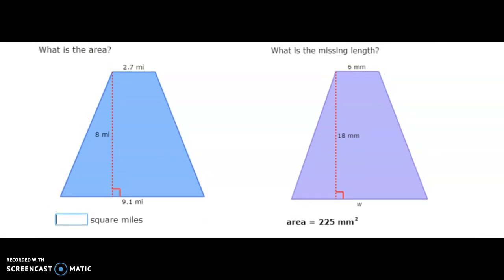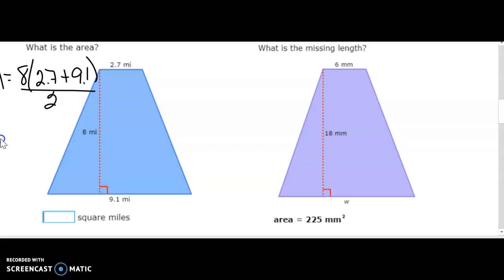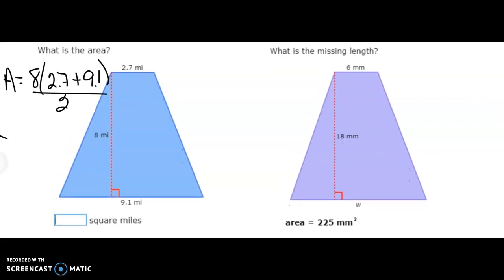I have to get a calculator out for this, please. So we have the area is the height times 2.7 plus 9.1 divided by 2. Give me a second, I gotta fix that. There we go. Area is 8 times 2.7 plus 9.1, which is 11.8, times 2.